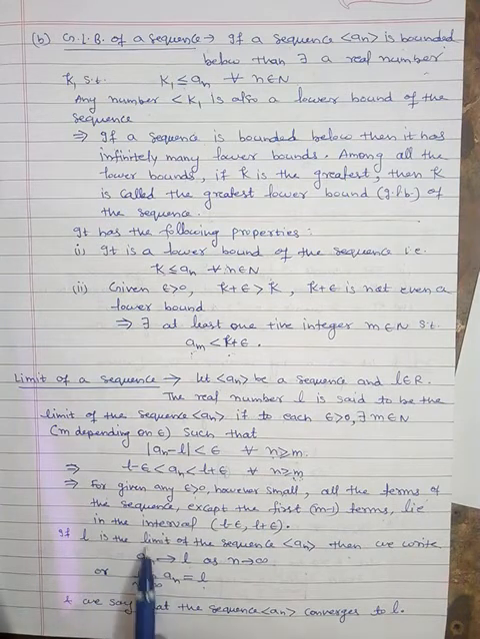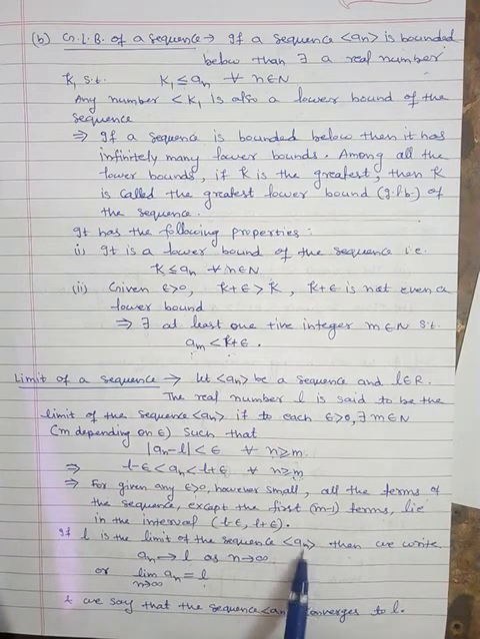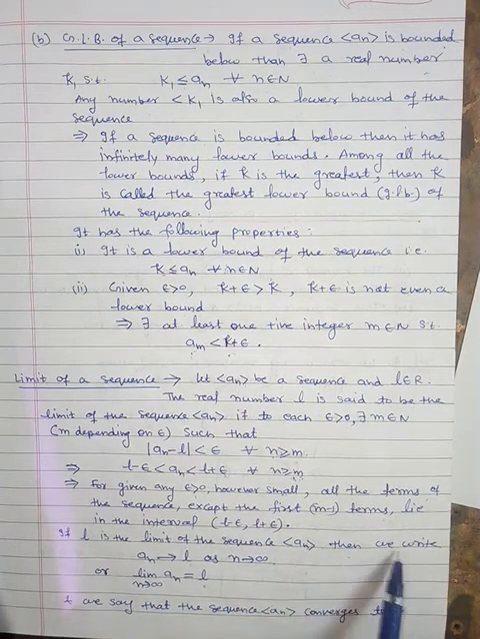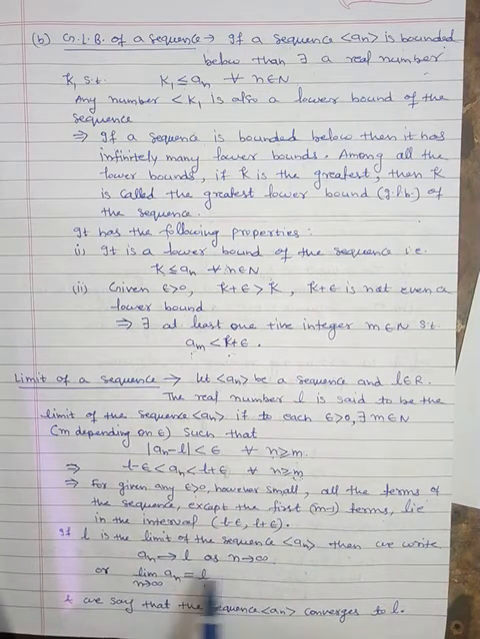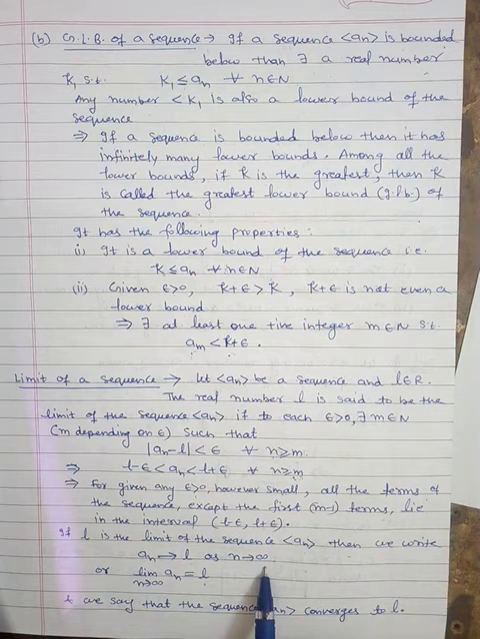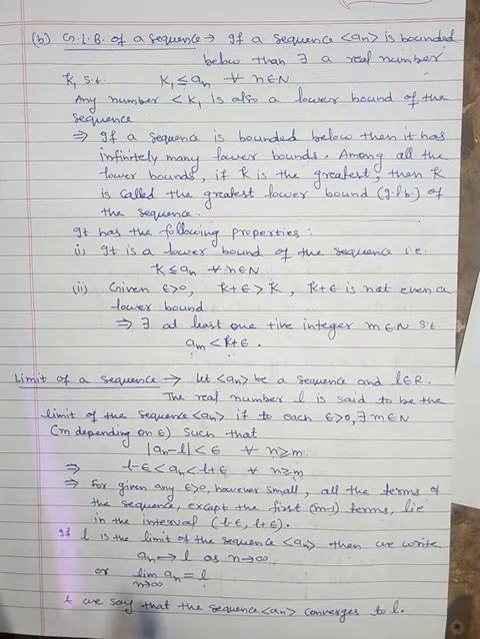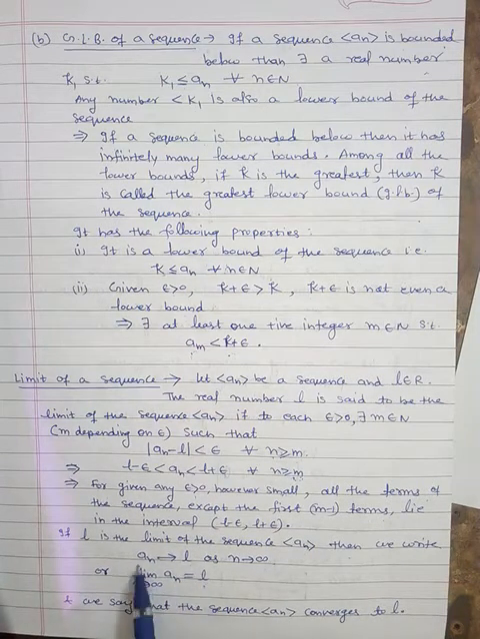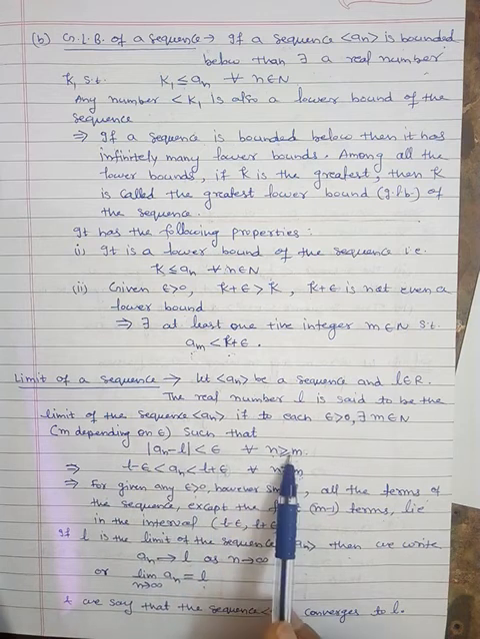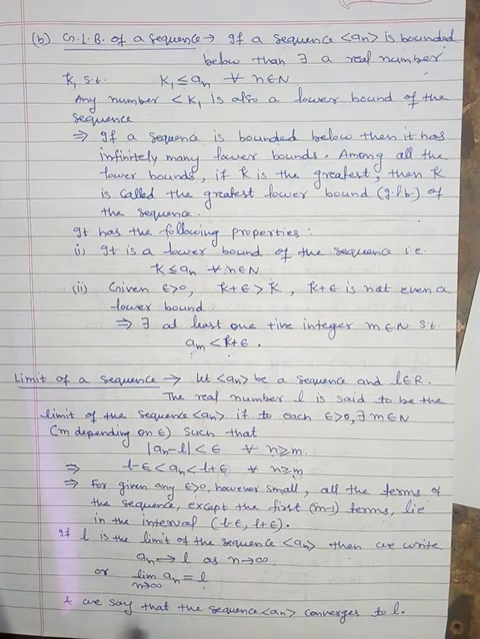So if L is the limit of the sequence a_n, then we write this condition as a_n tends to L as n tends to infinity, or limit as n tends to infinity of a_n is equal to L. If this condition is satisfied, then we say that the sequence a_n converges to L.